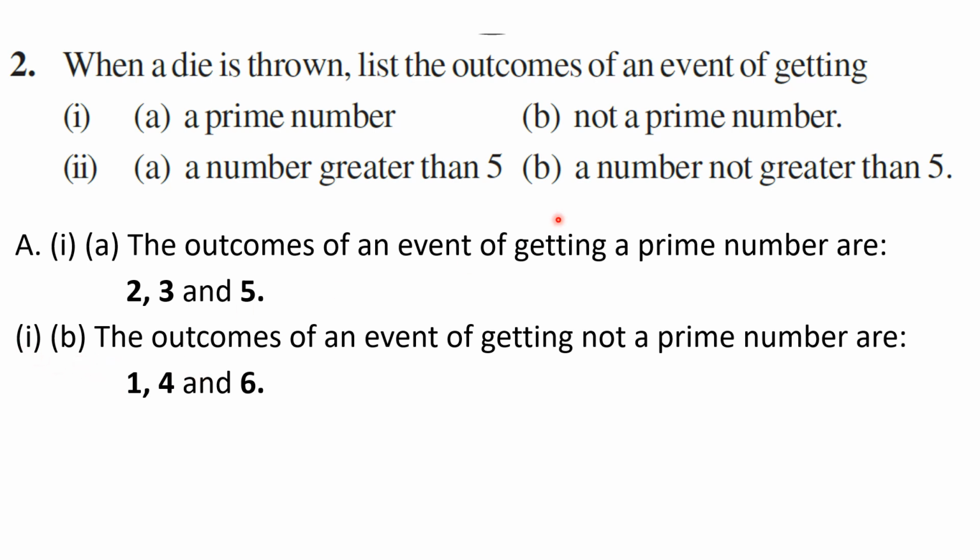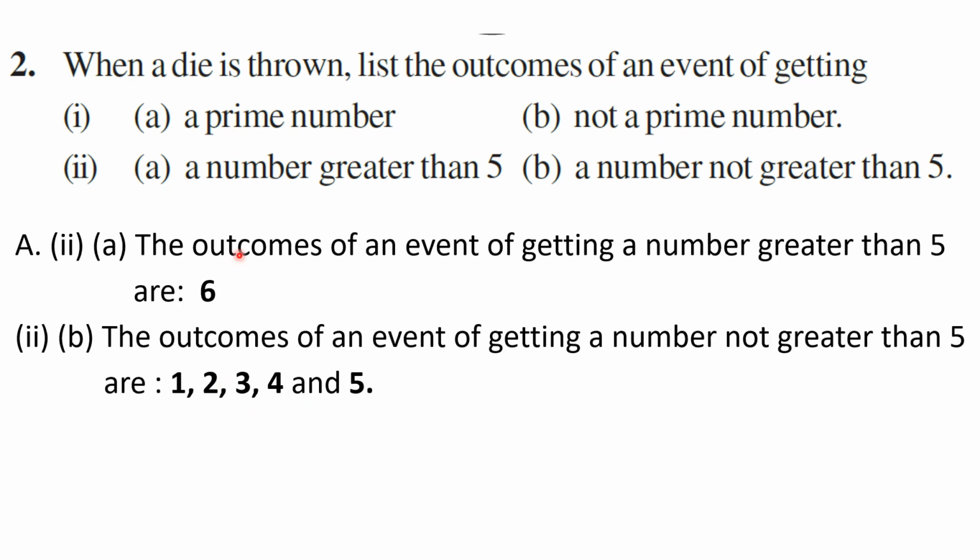So part 1B is not a prime number. Now from 1 to 6, you see which are not prime numbers. 1 is not prime, 4 is not prime, 6 is not prime. So the outcomes of an event of getting not a prime are 1, 4 and 6. So simple. Let's do part 2 now. Part A is a number greater than 5. We know that on a die, a number greater than 5 is just 1, that is 6. So the outcome of getting a number greater than 5 on a die is 6.